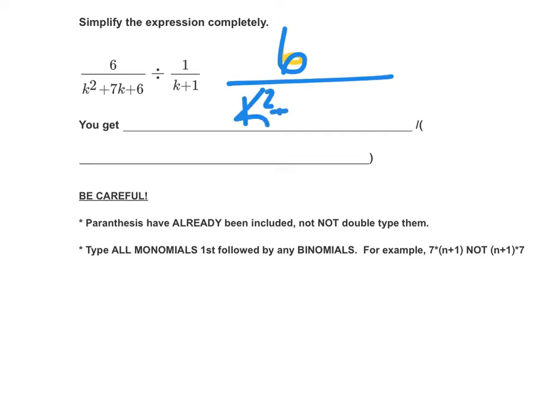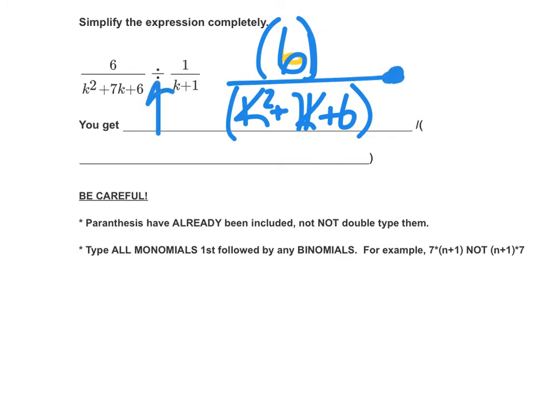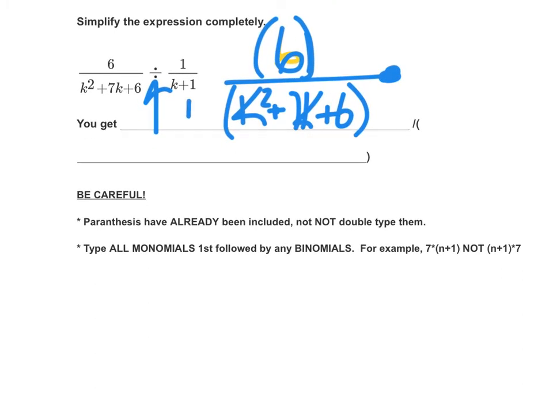K squared plus 7k plus 6. Put that in parentheses. You know, put the 6 in parentheses too, might help you so you don't mix anything up. Then I'm going to change the division to a multiplication symbol, and then I take the reciprocal of the second one here. So I'm going to flip that, becomes k plus 1 over 1. So now this looks just like a multiplication problem.